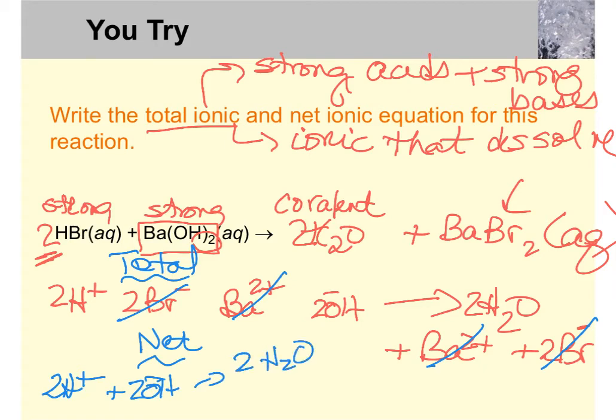Now we're at the point, and this will happen, that the coefficients aren't in the simplest ratio. You can divide all the coefficients by 2, so I'm going to go ahead and just do that. So it is more correct, if you end up with coefficients that can be simplified further, to go ahead and simplify them.